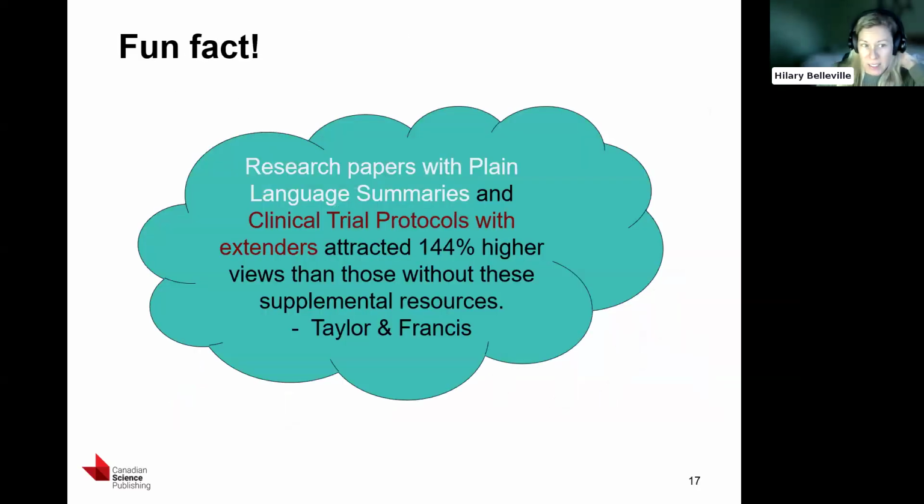Okay, so here's a fun fact. Research papers with plain language summaries and clinical trial protocols with extenders attracted 144% higher views than those without these supplemental resources. So extenders is a term used in medical publishing for digital tools that present the research in an alternative format. So this includes infographics, graphical abstracts, video abstracts, supplementary podcasts, and translations.